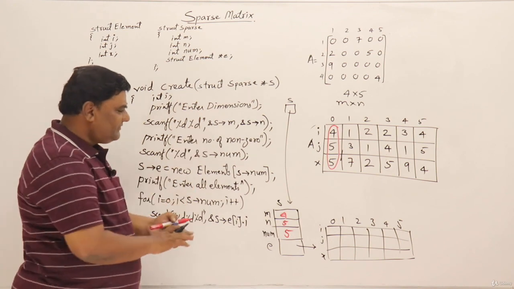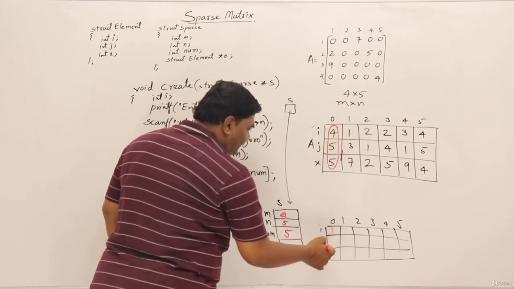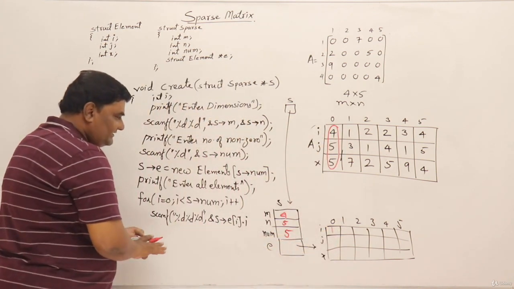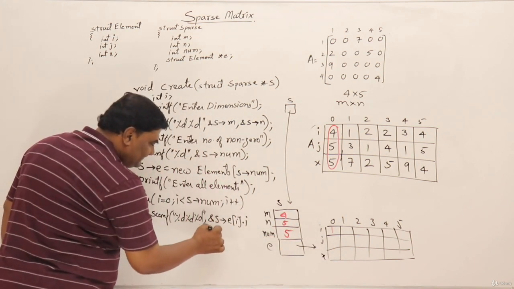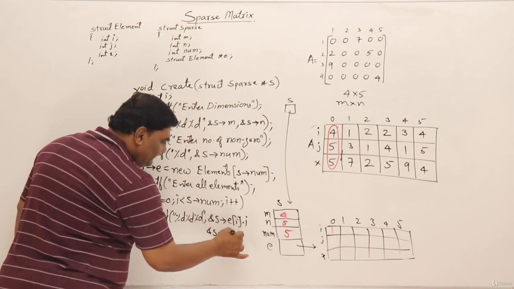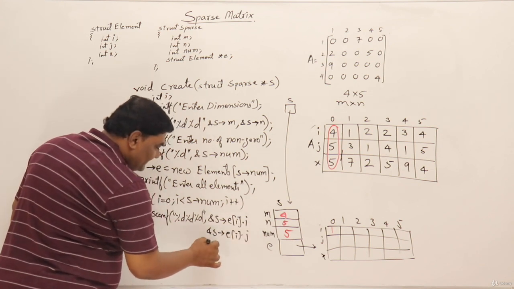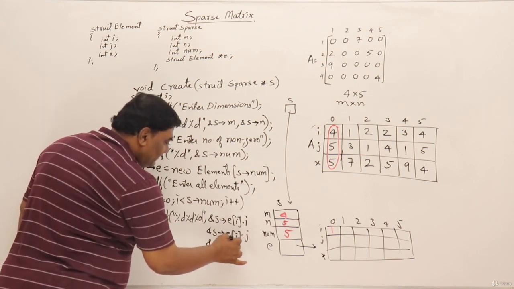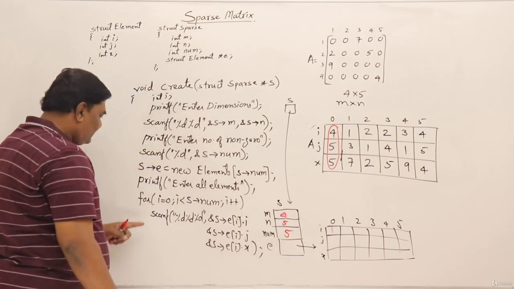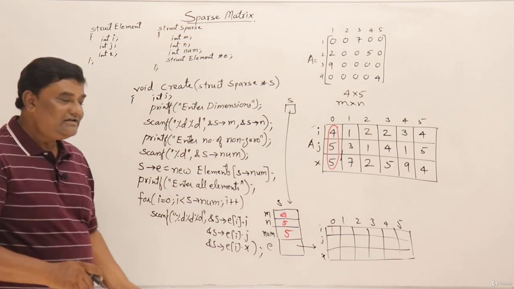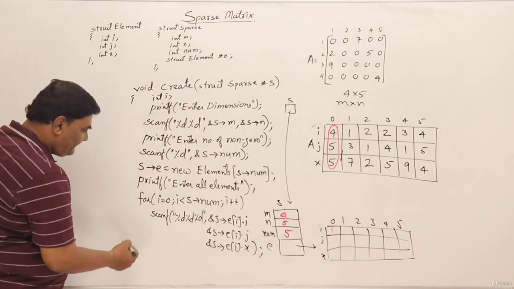So the first value entered from the keyboard, if it is 1, then 1 will be written. Likewise, I have to read the other two values also. There is no space, so I'll just write below this one: s caps e of I dot j, and ampersand s caps e of I dot x. This is how I can scan all three values. So that's all. This is the create function.